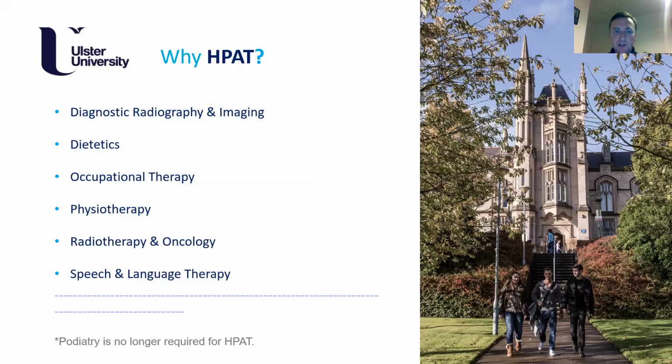Okay, so the HPAT covers the 6 courses that are identified there. So if you're applying for any of those 6 through UCAS, you'll put them down obviously on your UCAS form. You'll go ahead and submit that to UCAS, but you also need to apply to HPAT Ulster to sit the test that I'm going through here this evening.